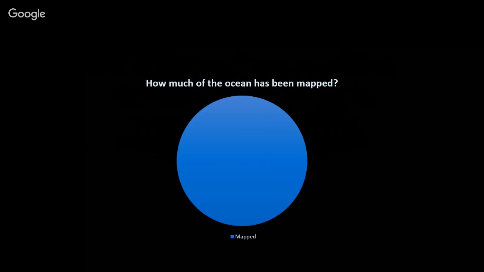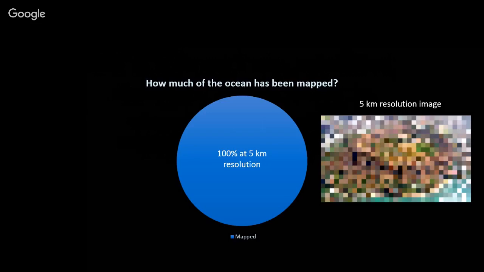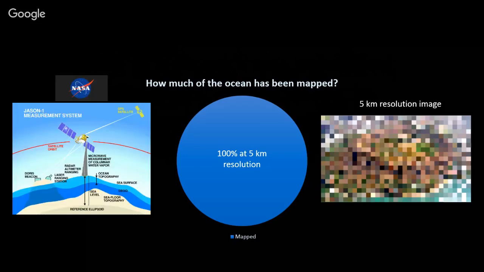So who knew, right? So actually, it's 100% at 5-kilometer resolution. So that's a resolution. So just as an example, here's a 5-kilometer resolution image. So we can't really tell what's going on in this picture. We have some brown and green kind of in the middle and some blue in the corner. But it's 5-kilometer resolution, it's all there, we just can't see what's going on. So when we say it's been mapped at 100% 5-kilometer resolution, it means some things, but we can improve on that.